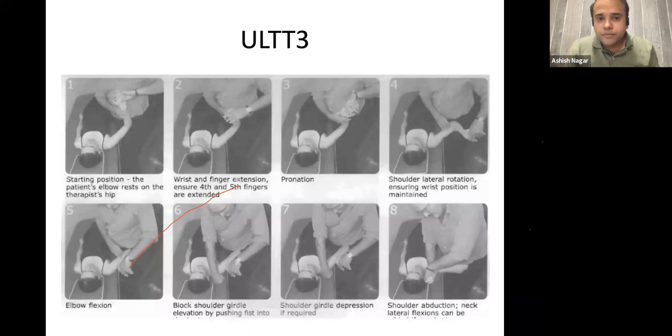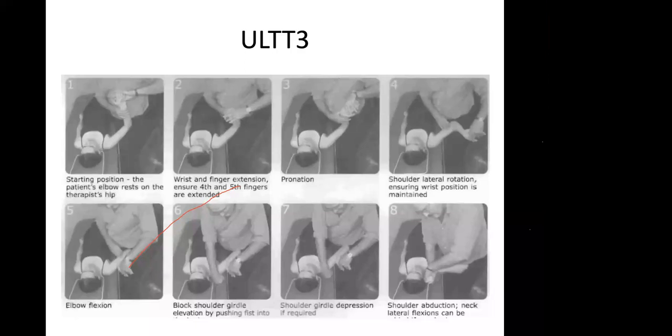Now, this is how you will perform upper limb tension test 3. Here, the examiner will first extend the wrist and the fingers, and the forearm will be brought to pronation, followed by the lateral rotation of the shoulder, maintaining the wrist position. Now, this is one test where you're not extending the elbow, you're actually flexing the elbow. So you perform the elbow flexion. Make sure you are pressing the shoulder girdle down.